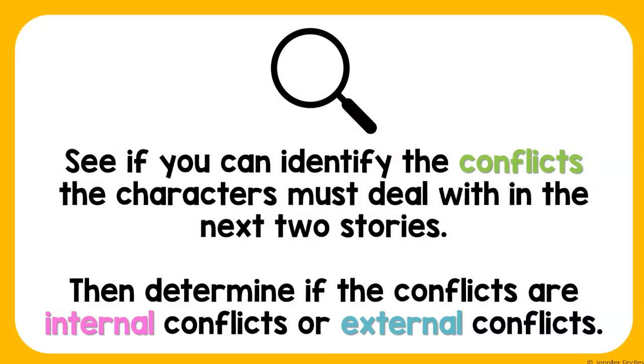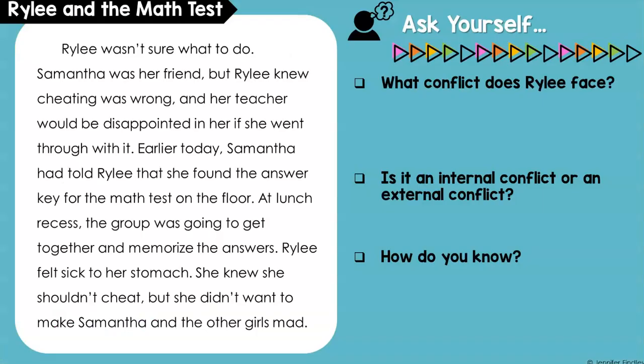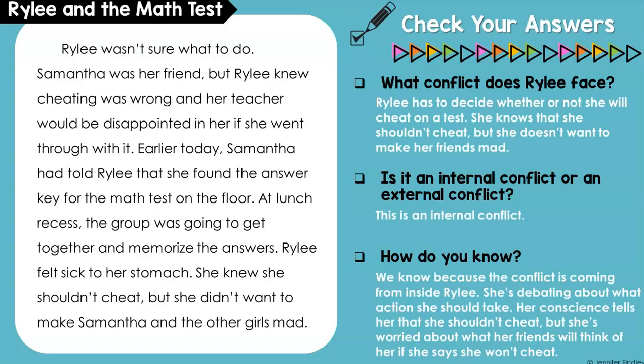Let's see how you did with the internal and external conflict activity. The first story, Riley and the math test. You had to find out what conflict does Riley face. Is it an external or internal conflict, and how do you know? Well, hopefully when you did this activity, you used complete sentences and you used examples from the story to prove your point. So, what conflict does Riley face?